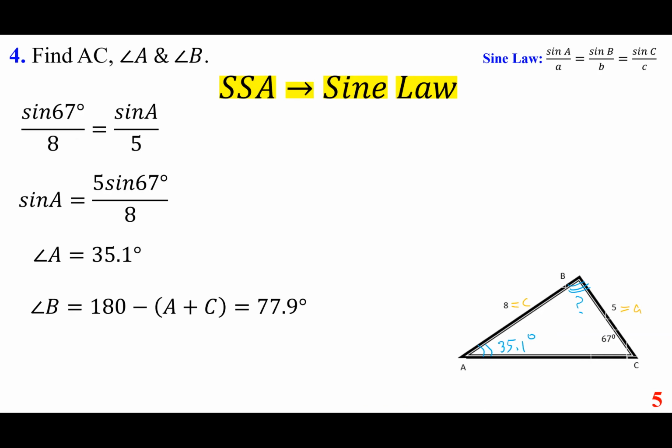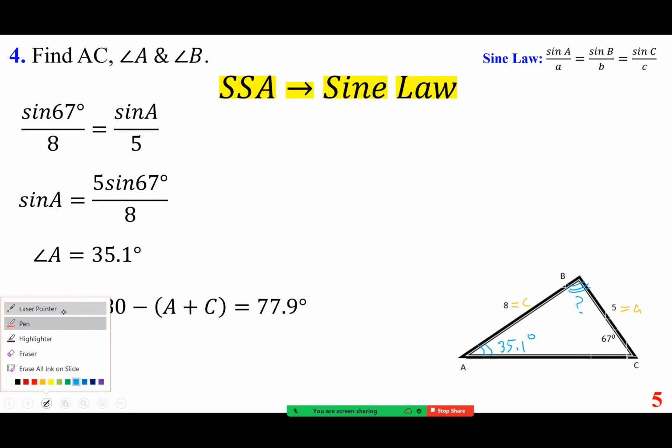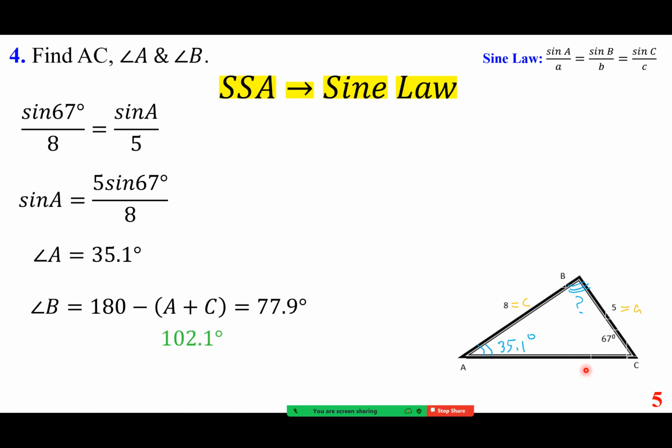And now we continue with the sine law. And we say, again, this thing that we had, sine of 67 over 8. This time, sine of 77.9 degrees over the missing AC or lowercase b. AC is the lowercase b. So this is 102.1 and it gives you 77.9. So now plug in: AC or lowercase b becomes 8 times sine of 77.9 divided by sine of 67.